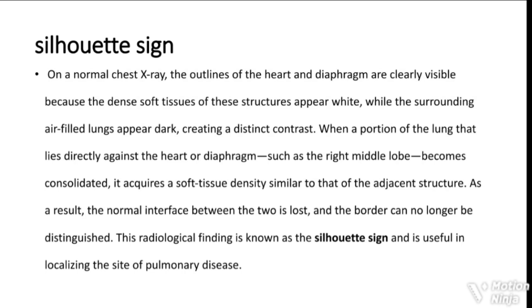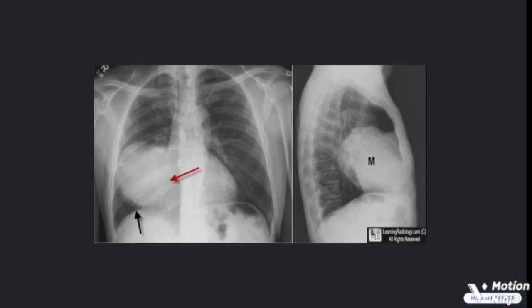But when a portion of the lung that is directly against the heart or diaphragm, such as the right middle lobe, becomes consolidated, it acquires a soft tissue density similar to that of the heart, so that the margins become indistinguishable. So we can say which lobe of the lung is involved. If the silhouette sign is positive, that means the middle lobe is involved. Like in this patient, because the middle lobe is in direct contact with the heart.